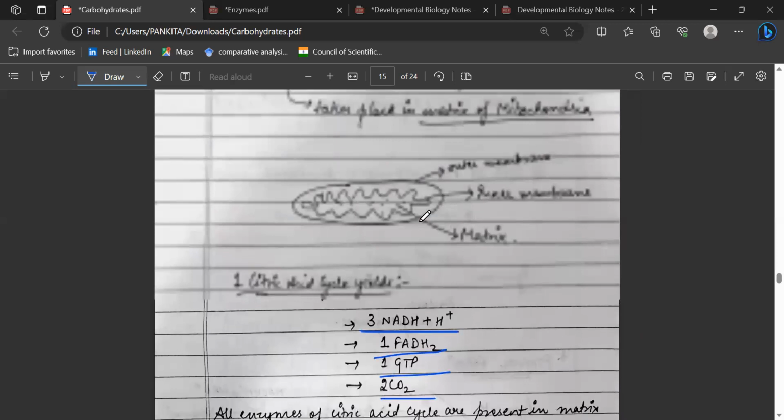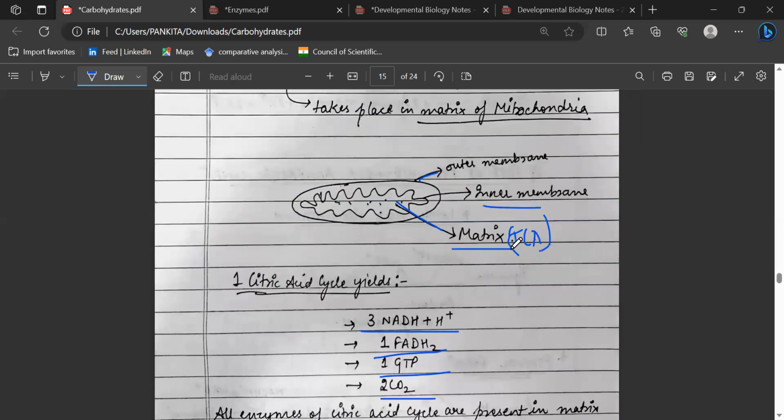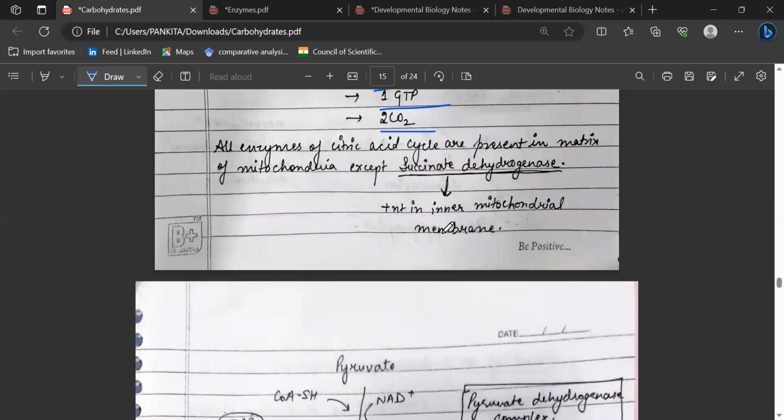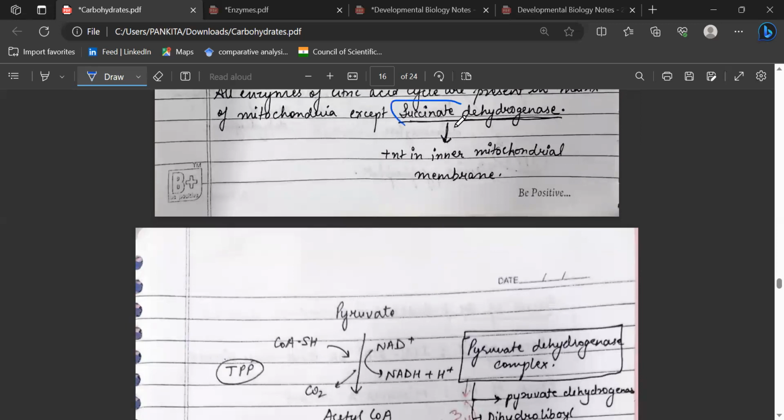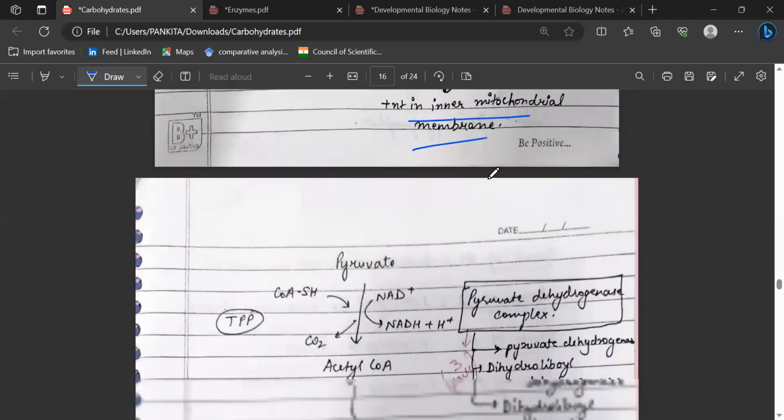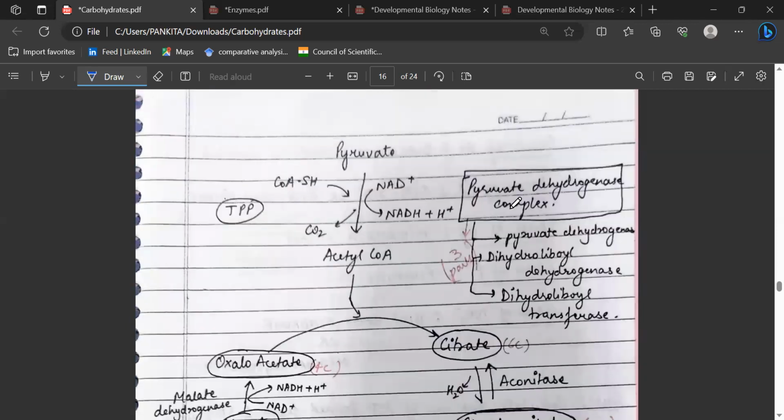All the enzymes of the citric acid cycle, we'll find them in the matrix of mitochondria, except for one enzyme, which is the succinate dehydrogenase enzyme. Succinate dehydrogenase enzyme is present in the inner mitochondrial membrane. So here we have the tricarboxylic acid cycle, TCA cycle, Krebs cycle, citric acid cycle. It starts with pyruvate, which under aerobic condition converts into acetyl-CoA.